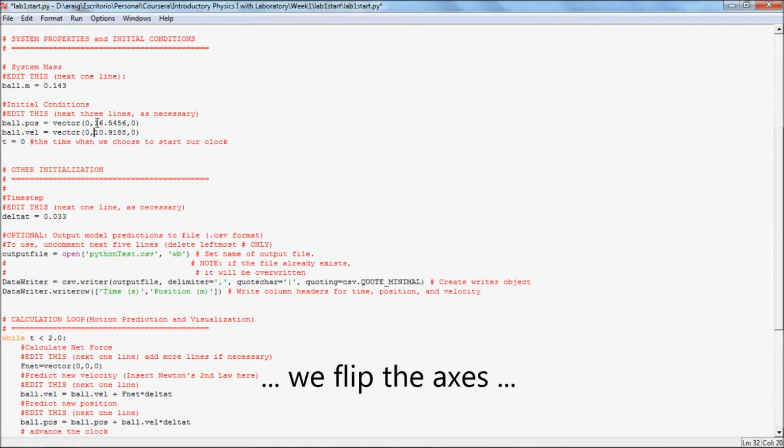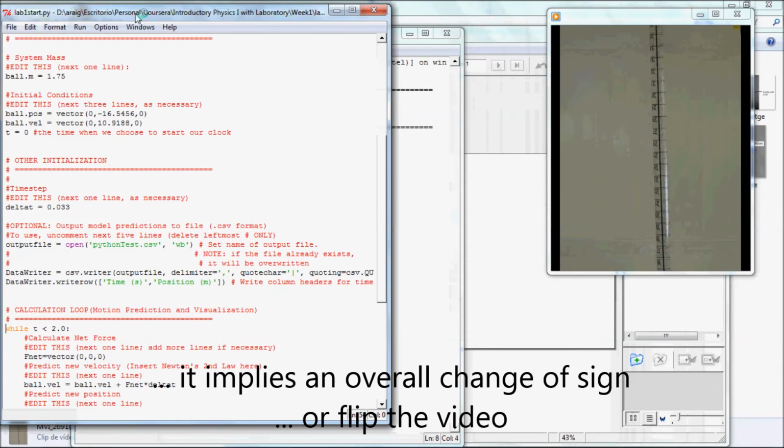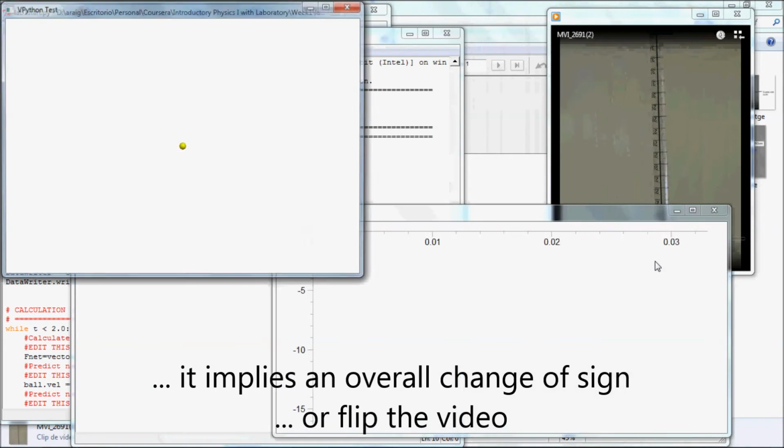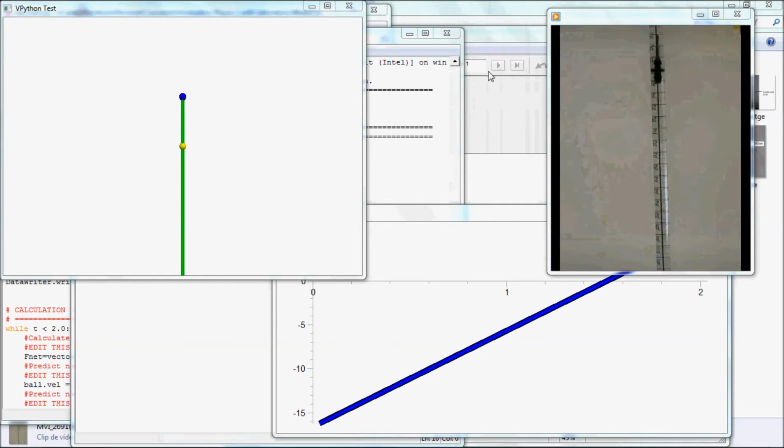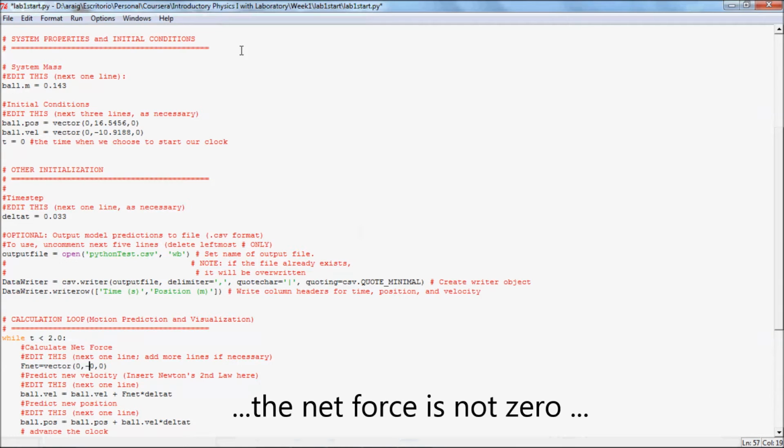If we flip the axis, we will have an overall change of sign. So in the new coordinate system, the movement is going to greater y values and the speed is going to be positive. That's equivalent to flipping the camera. If the net force is not null, the velocity is not going to be constant. The time-position graph is not going to be a straight line.